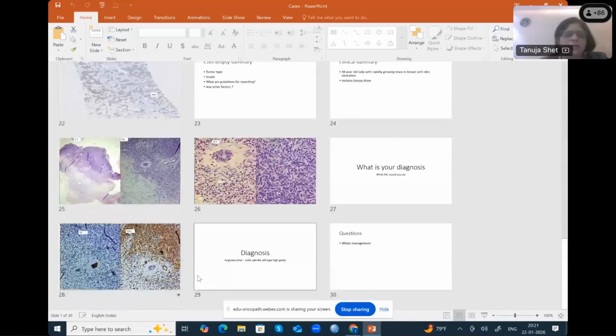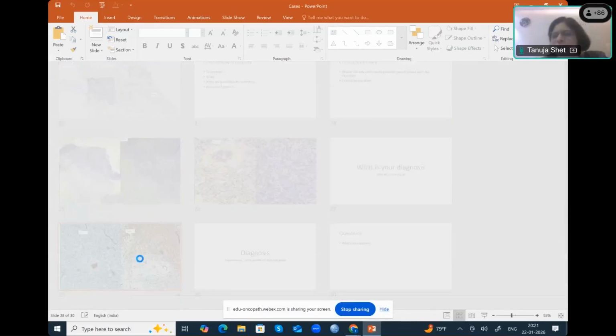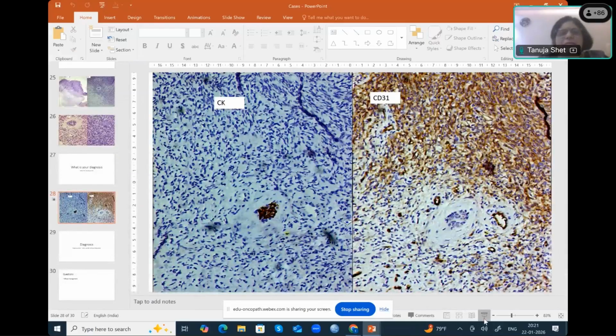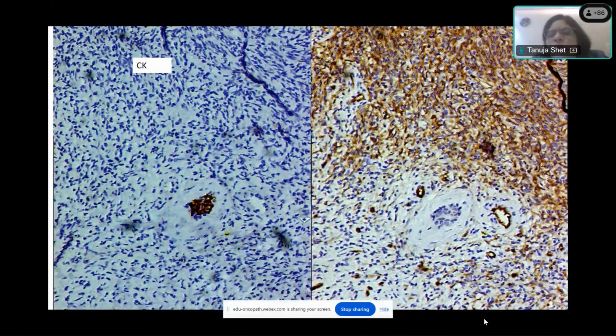This is an old case, but it was a little difficult diagnosis at that point of time. That's the slide. So this was an older case. We didn't have ERG at that time, so we did CD31. It shows you membrane staining of the cells. You can see the internal control of the vessel, which is positive. Anything else you want to ask? Anybody want to ask?